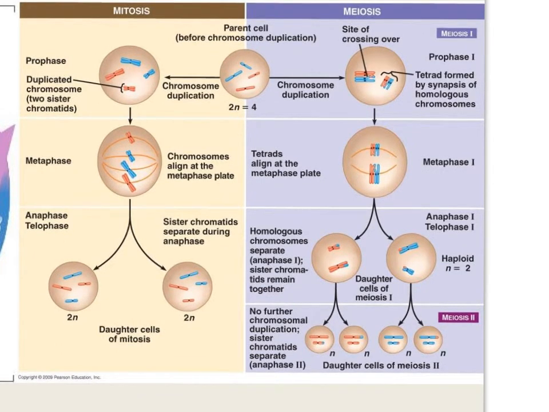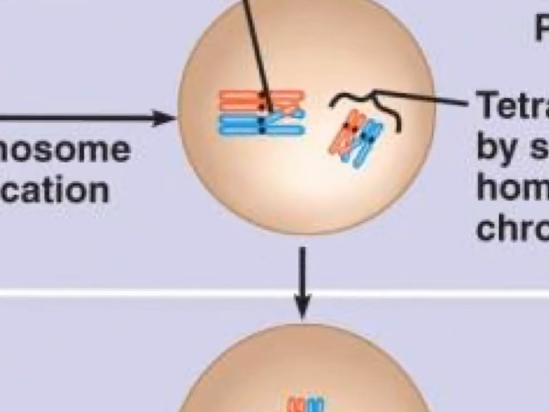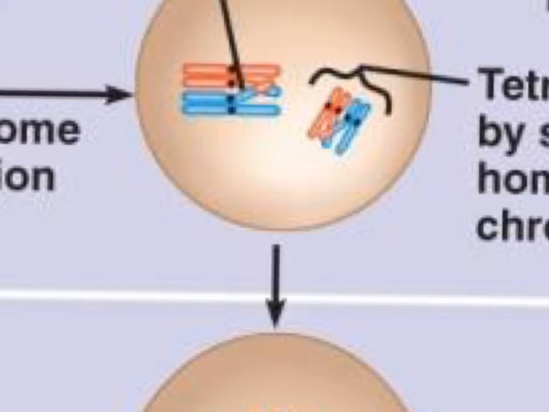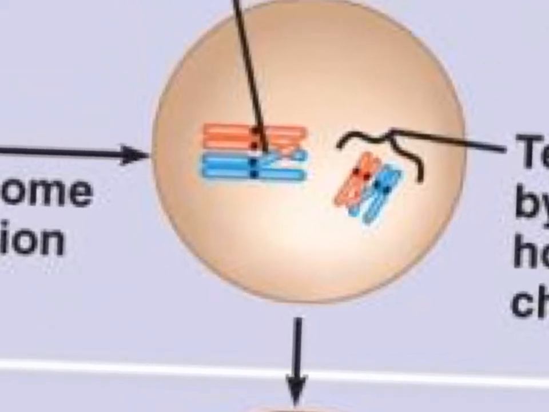First of all, you have this parent cell. You have chromosome duplication, and this crossing over of homologous chromosomes. What happens is, let's take a look here. You're exchanging, well, in fact, let's see here.